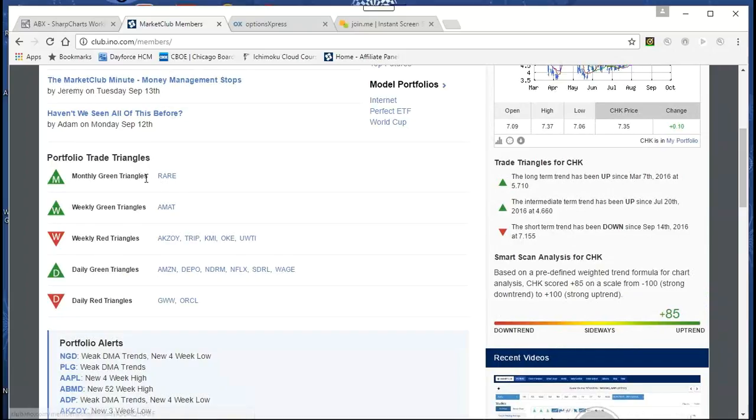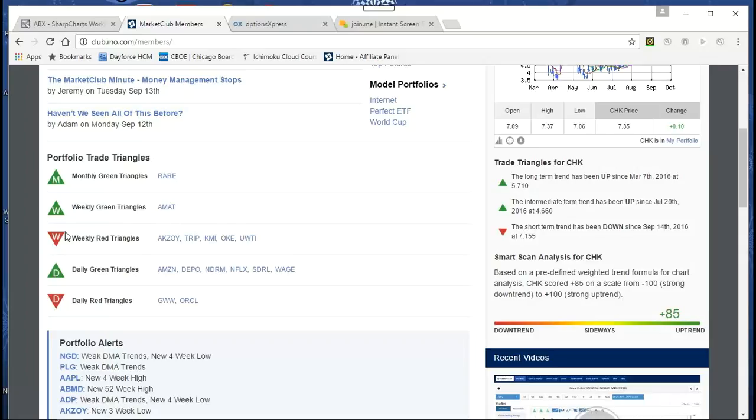So when this particular RARE got this green monthly triangle, it sent an alert to my email address, which also alerted me on my phone to let me know that, hey, RARE has just got a monthly green triangle that just kicked in. You may want to take a look at it, you may want to trade it. AMAT, same thing. It has a weekly green triangle. Actually, I started trading this one probably about a week ago, and I think I'm up about $113 now. I traded off the trade triangles, and my weekly kicked in, so I probably won't sell this until next week.